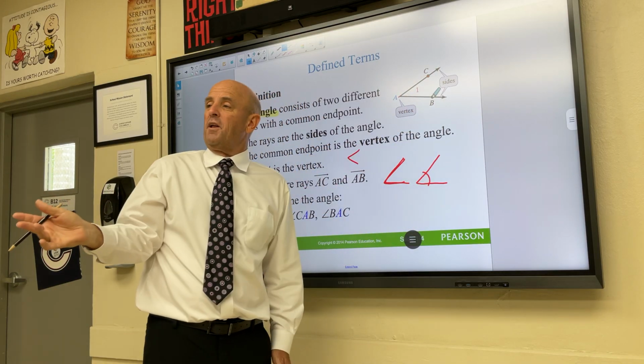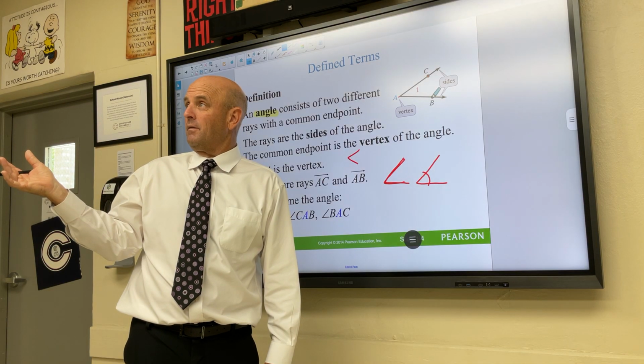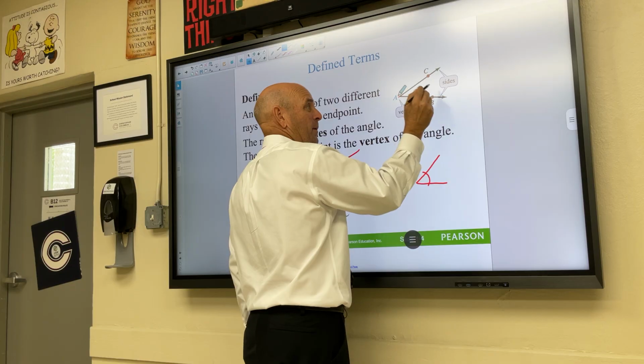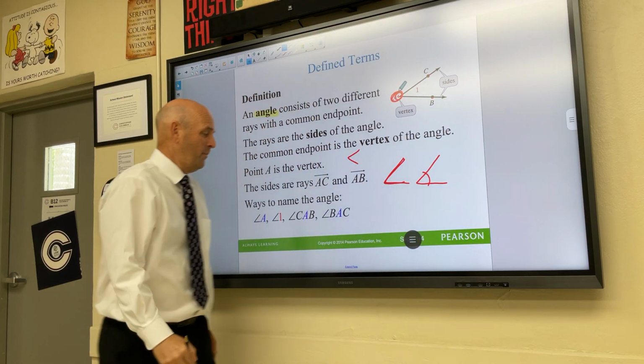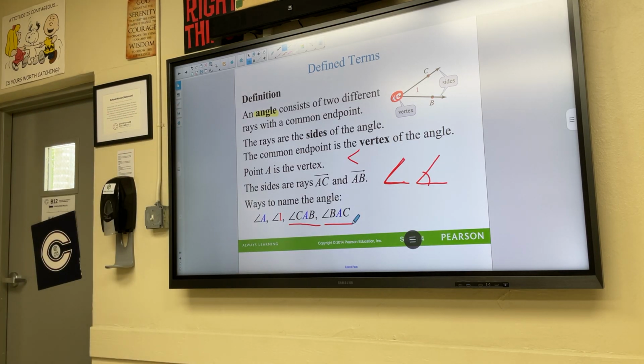Does order matter with an angle? No, just like with segments and lines, it doesn't matter. So I can call it angle CAB or BAC, but A has to go in the middle. Look down here and you can see they've already done that for you. That's how you name an angle, with the symbol and then three letters.